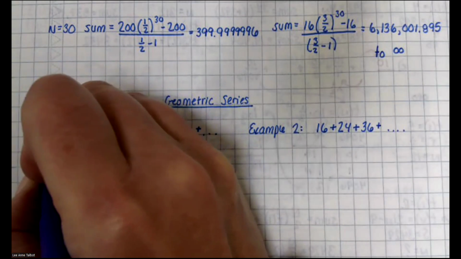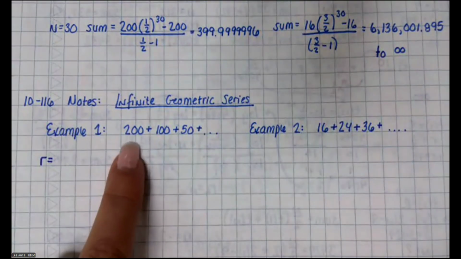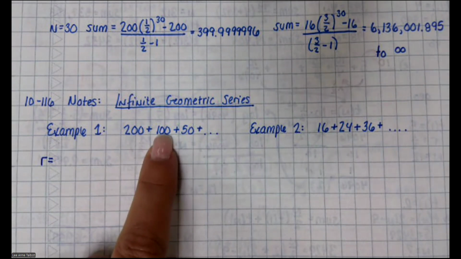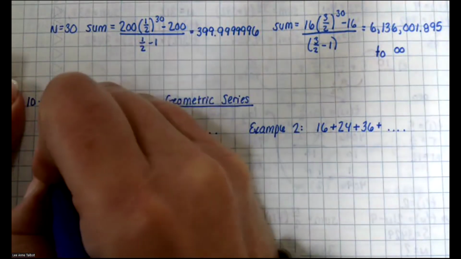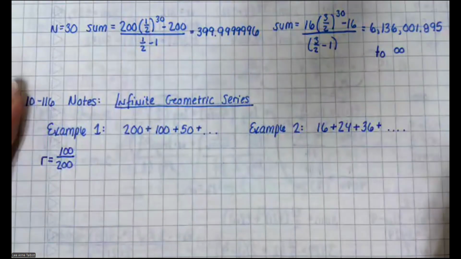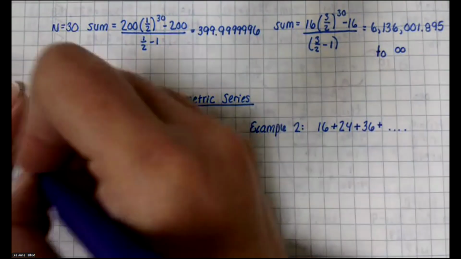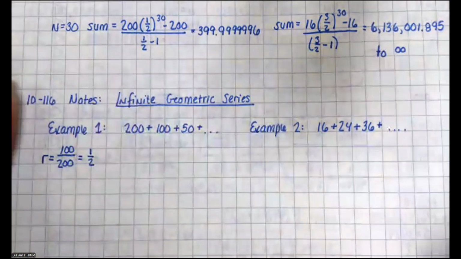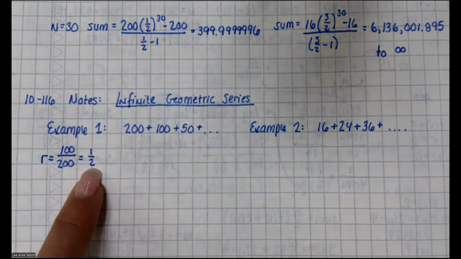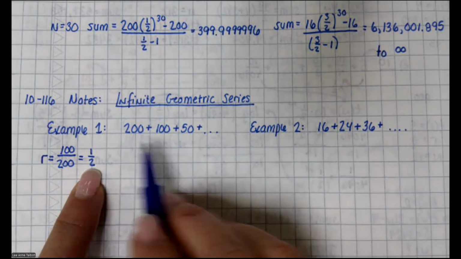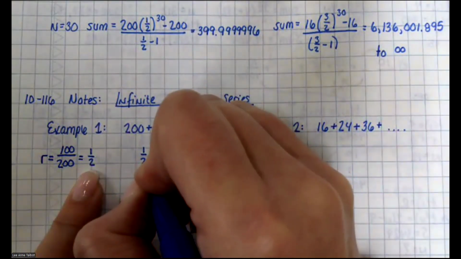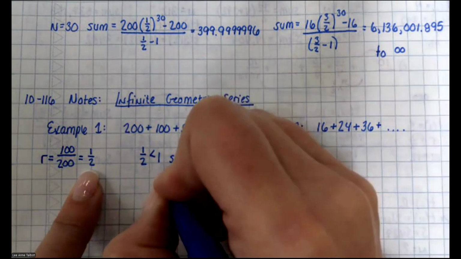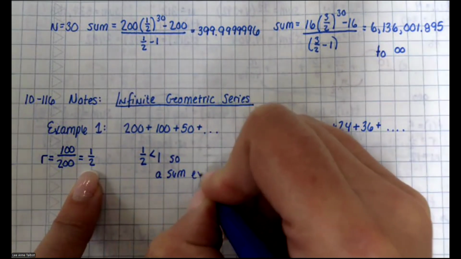But there's a process that we do. What you do first is you find r. You can find it just by common sense, by looking at it, or you can do my life hack, which was term 2 divided by term 1, which is 1/2. And you say to yourself, is that less than 1 or greater than 1? You can also think, are the numbers getting smaller as I go or bigger as I go? 1/2 is less than 1, so a sum exists.